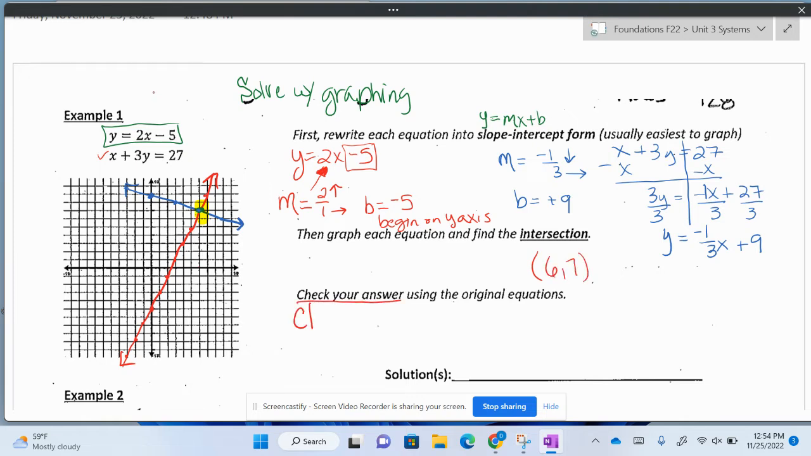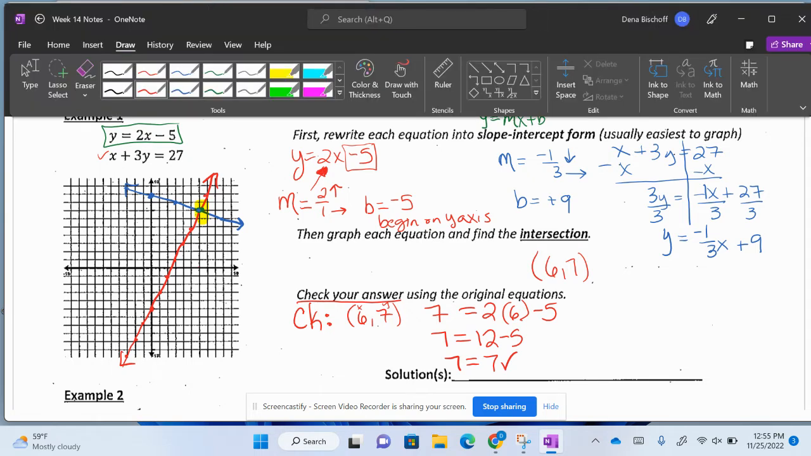Well, remember, if you're going to do the check, you take the ordered pair and you plug that in for x and y into both equations. So the first equation, y, which is 7, equals 2 times x, which is 6, minus 5. Does 7 equal 12 minus 5? 12 minus 5 is 7. Yes. So the ordered pair 6, 7 works for the first equation.